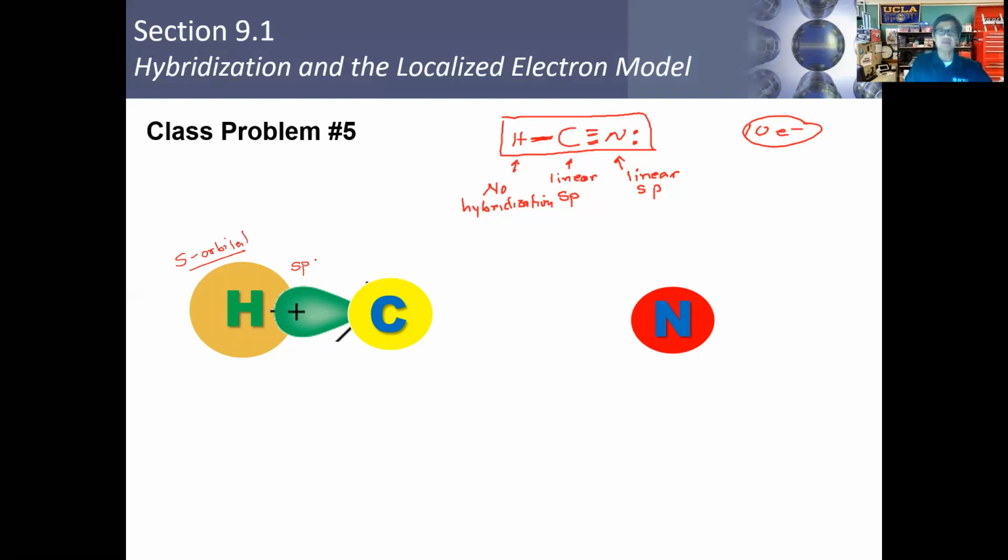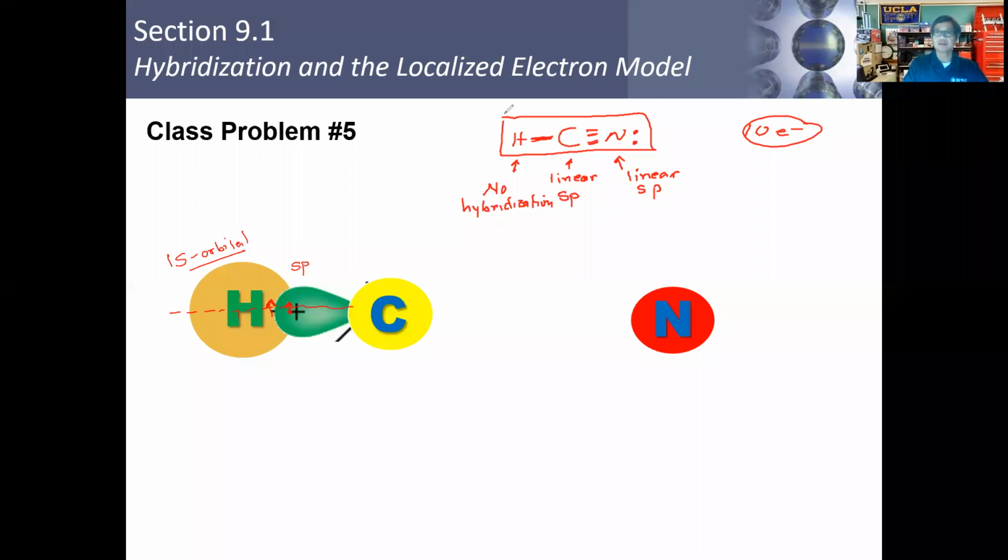This is an sp hybridized orbital, so make sure you know the difference. Hydrogen doesn't hybridize, so it's using its 1s orbital. So this is the 1s orbital from hydrogen, and it has its electron right there. With the carbon, we're going to see that carbon will have one of its electrons in this particular orbital as well. And so this interaction here, which represents a straight line, you can draw a straight line through it.